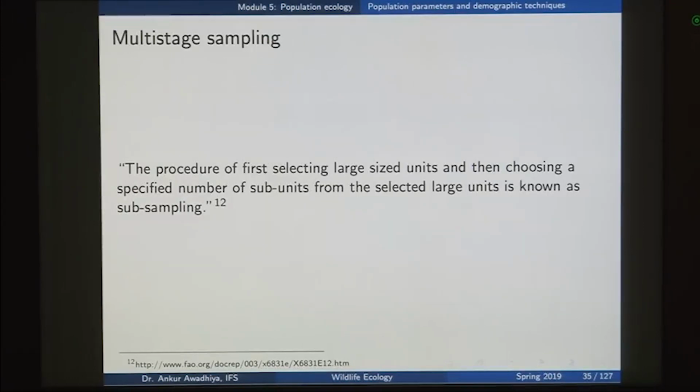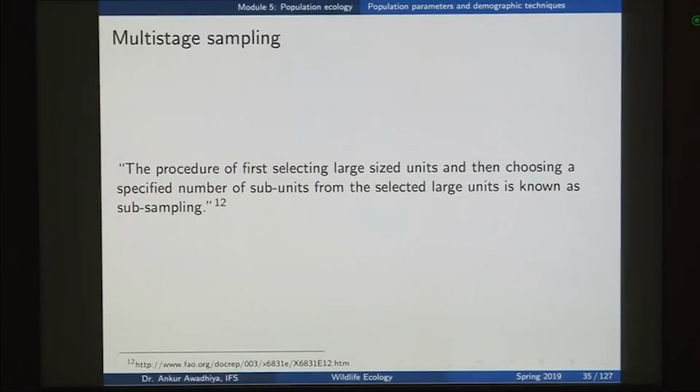So that is the first stage of choosing 5 states, and then out of those 5 states you are doing a second stage of sampling in which you are selecting, say, 5 districts out of each of these states. So 5 districts from each state. In this case you are first selecting large size units, which are states, and then choosing a specified number of subunits from the selected large units in the form of districts, which become a part of the subsample. So this becomes known as multi-stage sampling.